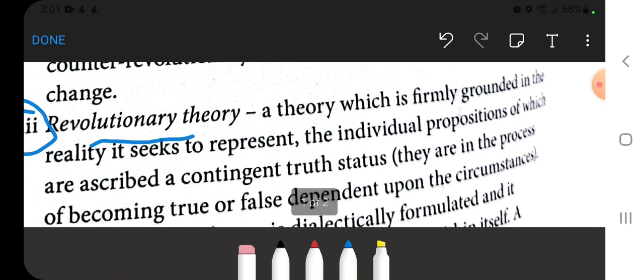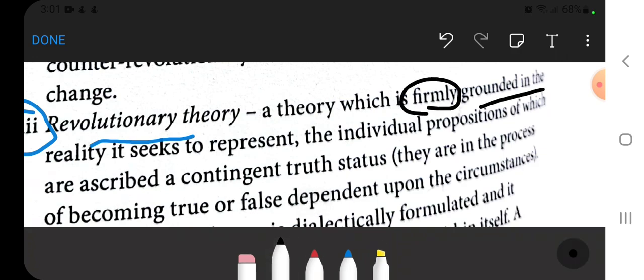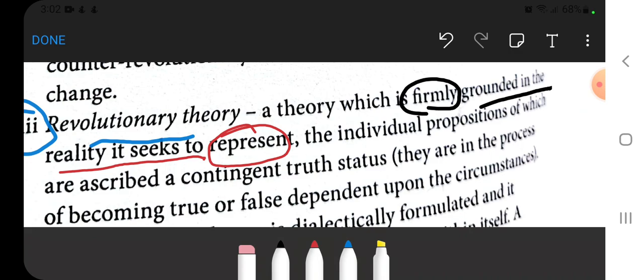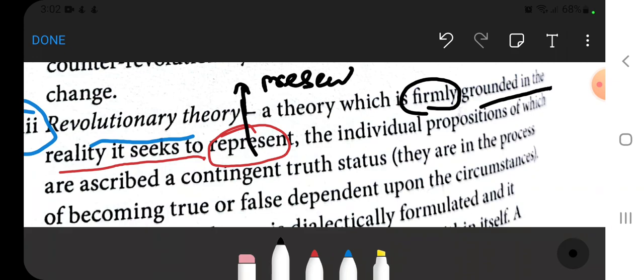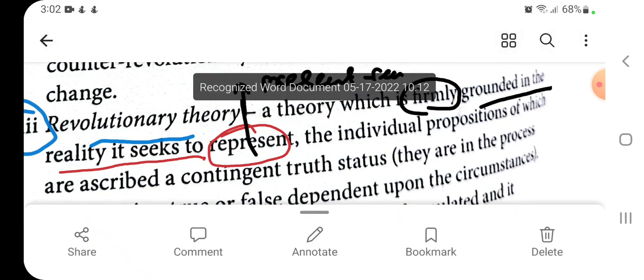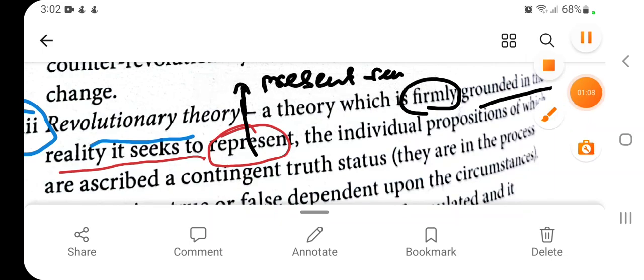So he defines it first, I guess. A revolutionary theory is a theory which is firmly grounded in the reality it seeks to represent. I guess the present reality. Because I'm just not going to stop here and think about what he said without knowing what he's going to say. Obviously, I've read it before, but I will try to forget it.